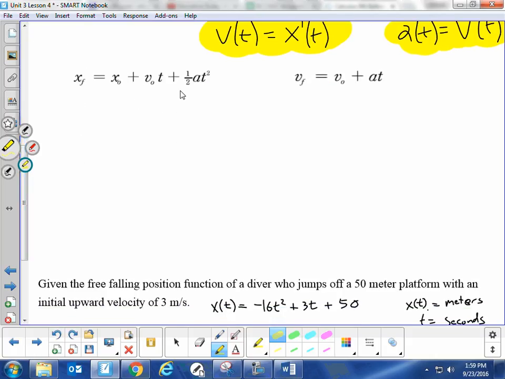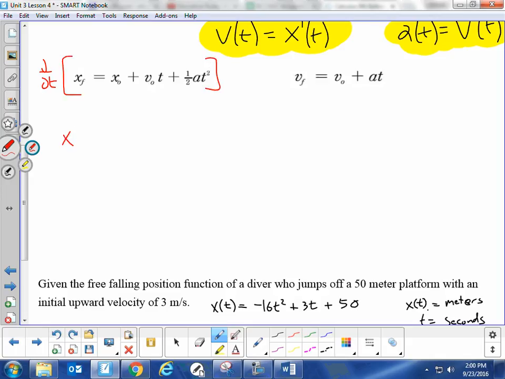These are two formulas that you are used to seeing from physics. Okay, this is position final, your initial position, your initial velocity times time, 1/2 your acceleration times time squared. And this is your final velocity is equal to your initial velocity plus your acceleration times time. Well, watch what happens if I take the derivative of this with respect to t.